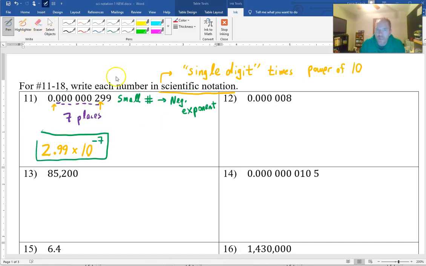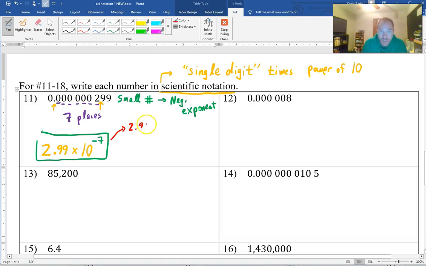So my final answer here is that this decimal in scientific notation would be 2.99 times 10 to the negative 7th power. If I wanted to convince myself of this, I might think about the expanded form if it was a negative exponent. That could be thought of as repeated division. So divide by 10 7 times.